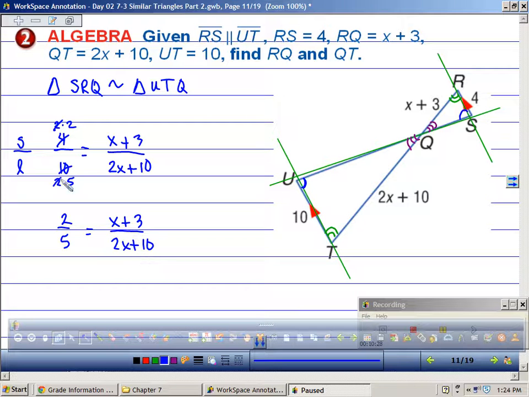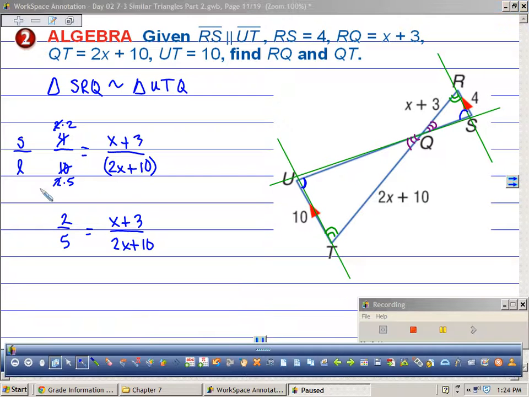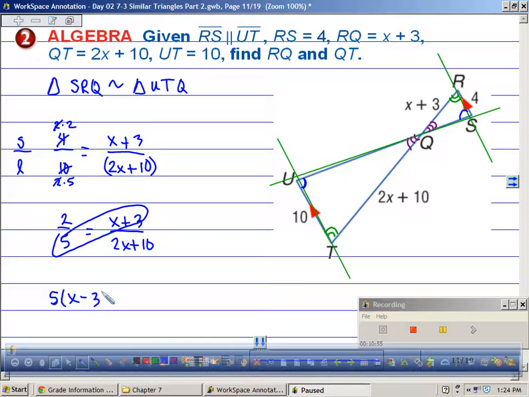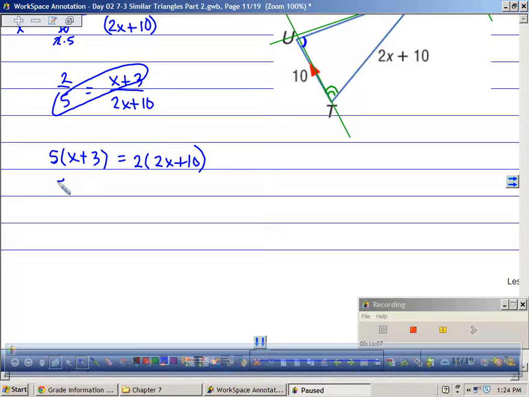Where can I take away the 10? No, because this is not 10. This is 2x plus 10. It's a quantity of something. Good question, Devin. All right, so now I'm going to cross multiply. So I get 5 times x plus 3 is equivalent to 2 times 2x plus 10. Everybody with me? Am I going too fast? 5x plus 15 equals 4x plus 20.